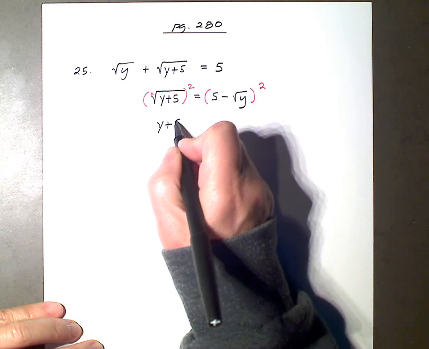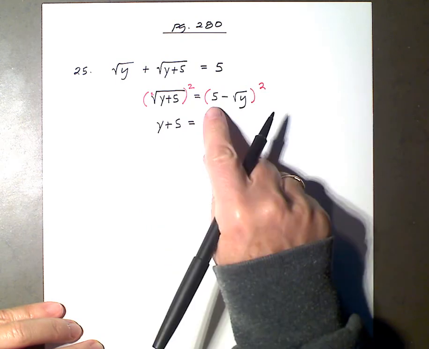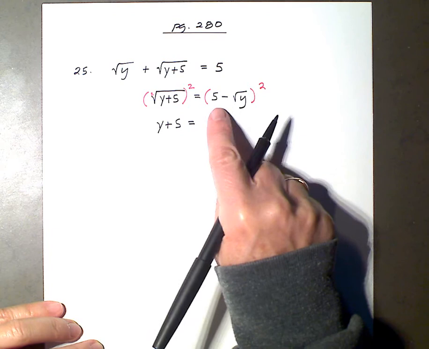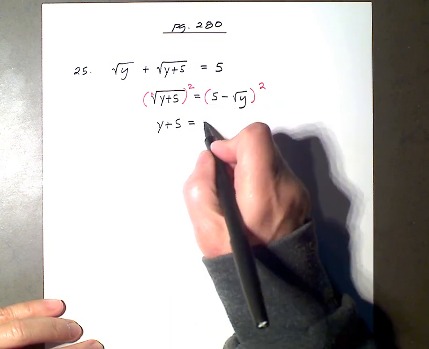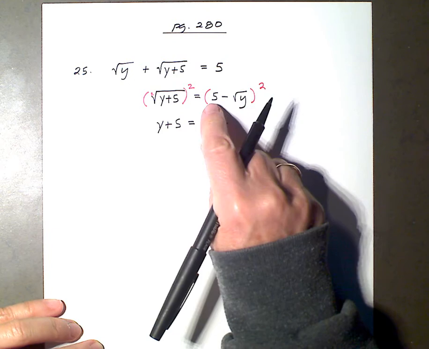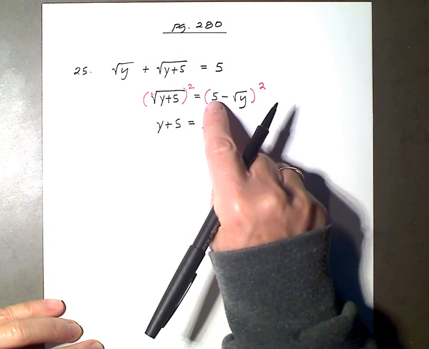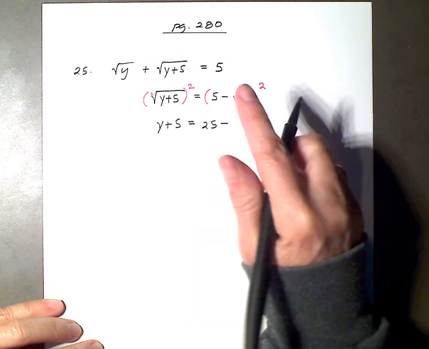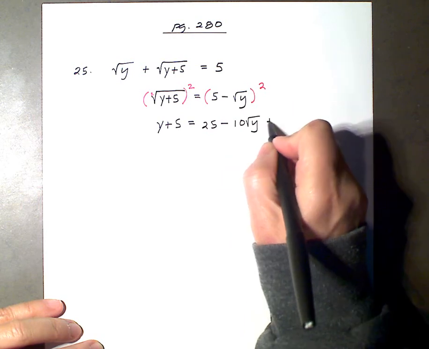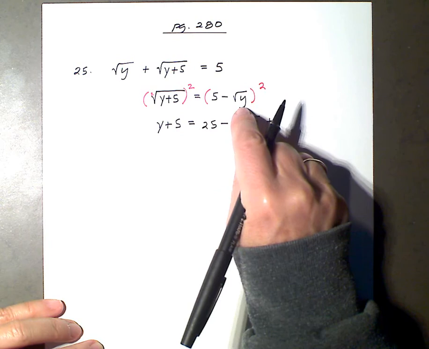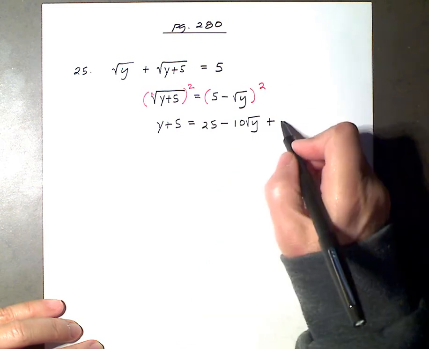on the left. On the right, this means 5 minus the square root of y times 5 minus the square root of y. So I always get the first term squared, minus 2 times the product of those two. So 2 times 5 times square root of y is 10 root y, plus the last term squared. So when I square the square root of y, I get y.